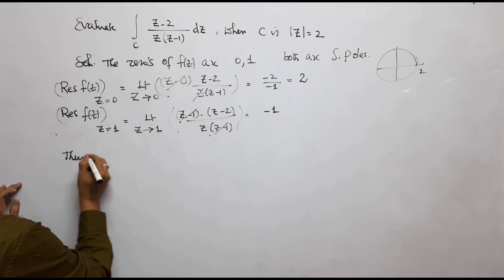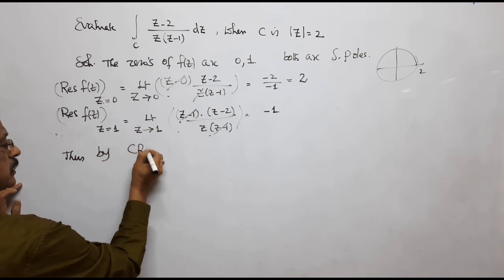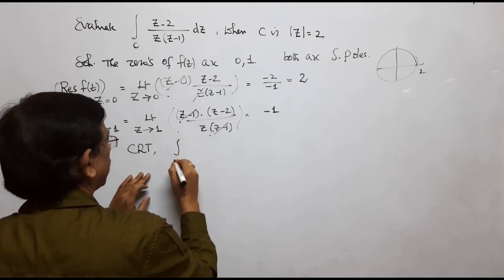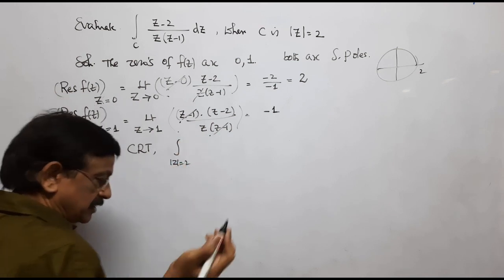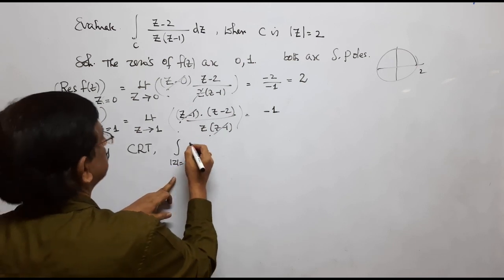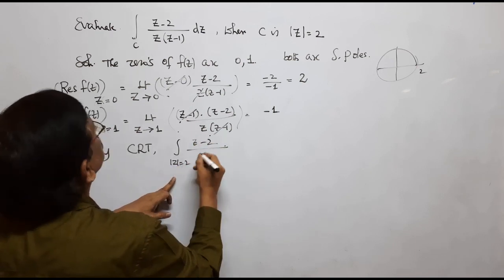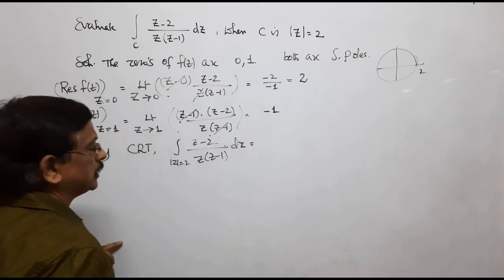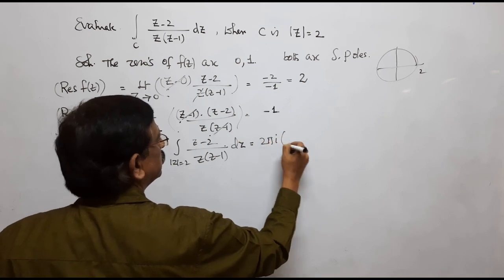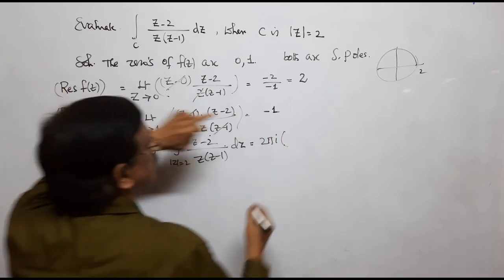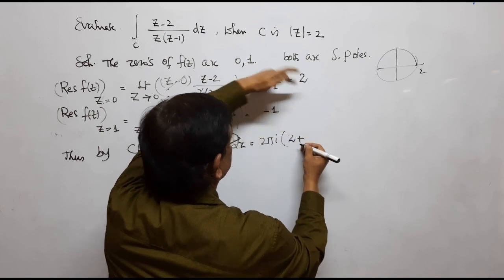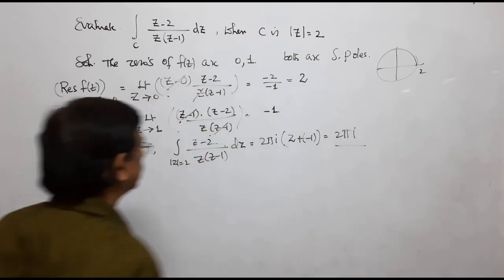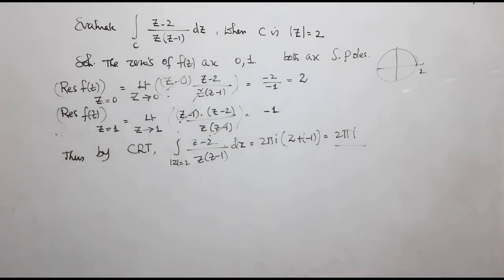Thus, by CRT, Cauchy's residue theorem, the integral over mod z equal to 2 of (z minus 2) by z into (z minus 1) dz is equal to 2 pi i into the sum of the residues. The residue of this is 2 plus the other is minus 1. So you'll get 2 pi i. That is the integral.